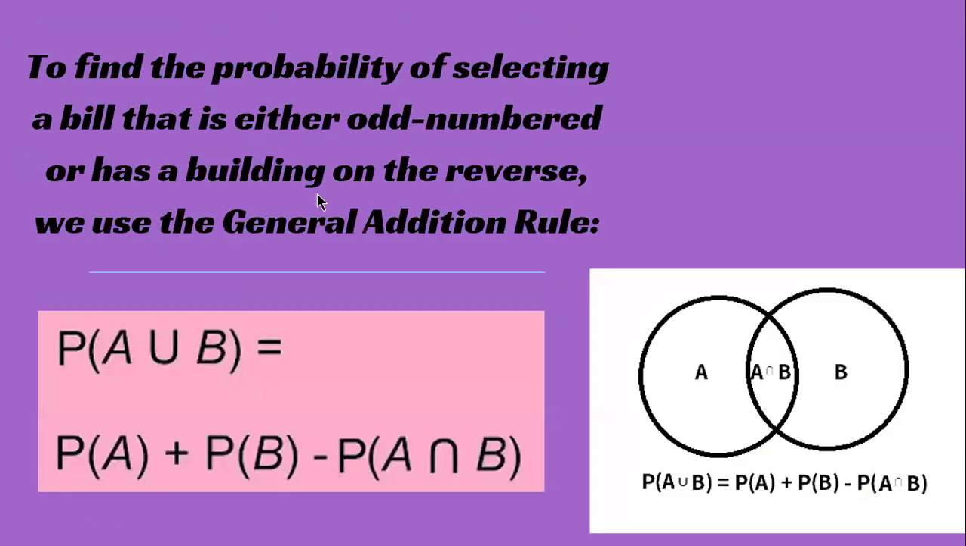To find the probability of selecting a bill that is either odd numbered or has a building on the reverse, we use the general addition rule.